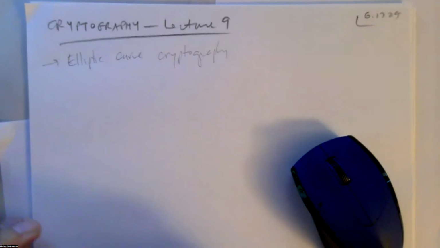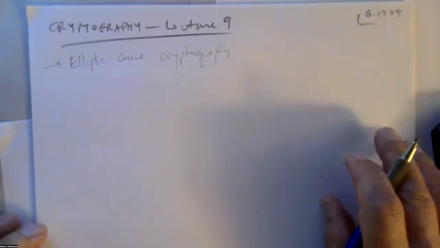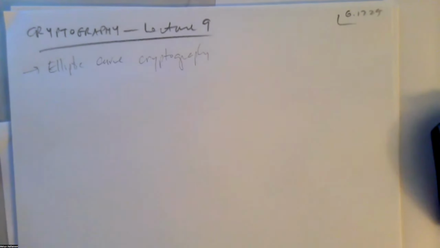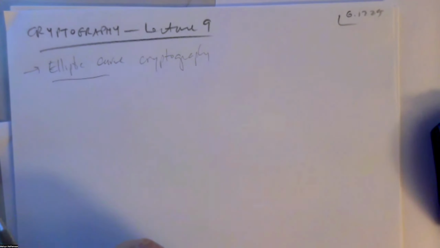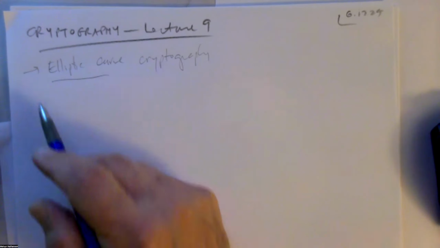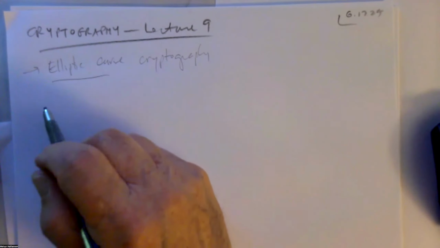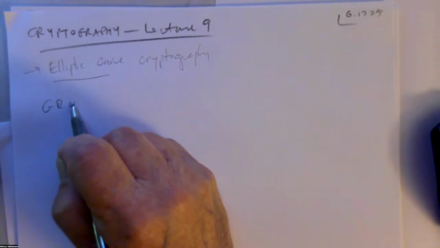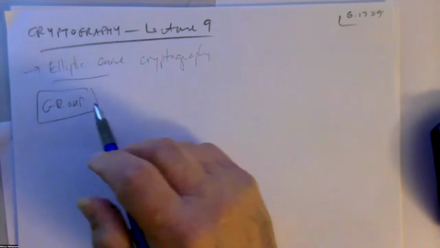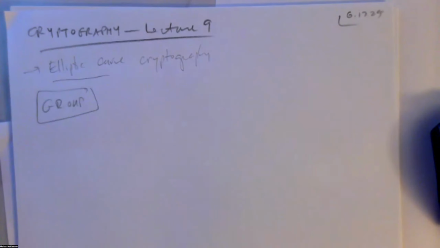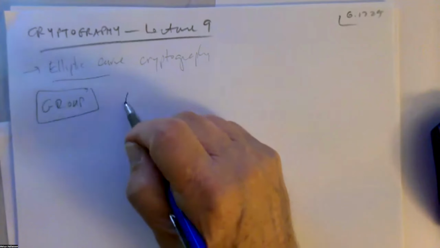So today we're going to start discussing a new kind of cryptographic system involving elliptic curves. And it's important to understand the general idea in algebra of what is a group. So let me just review what I did in the last lecture.